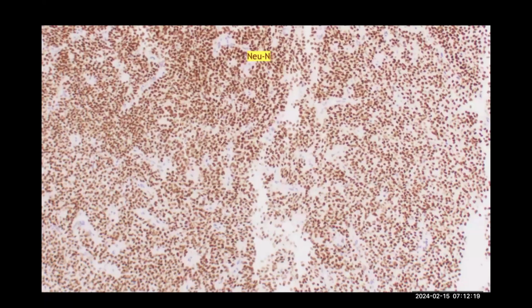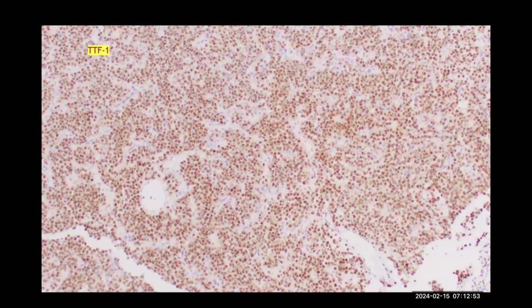So this is NeuN, a very robust neuronal marker of more mature neurons, actually. As you can see, this is wall-to-wall positive and nuclear positive. So this does not happen in typical glial neoplasms. So this tells us that this is a neuronal neoplasm of at least intermediate differentiation. Next.